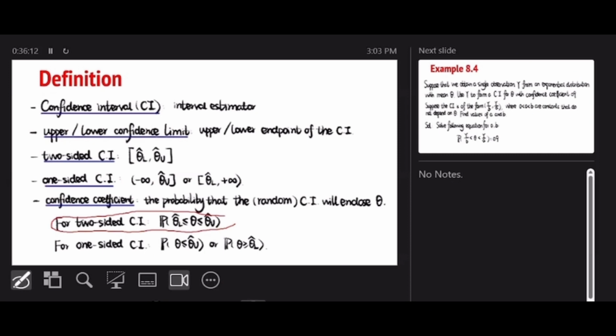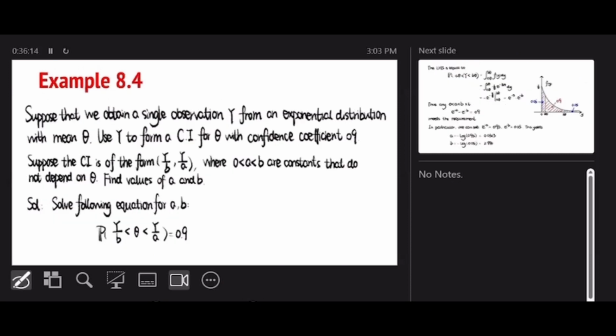Okay, I'm going to go into an example now. Suppose that we obtain a single observation y from an exponential distribution with a mean theta. Use y to form a confidence interval for theta with a confidence coefficient of 0.9. That is like 90% confidence, which actually means a 10% level of statistical significance, that we call the level of error.